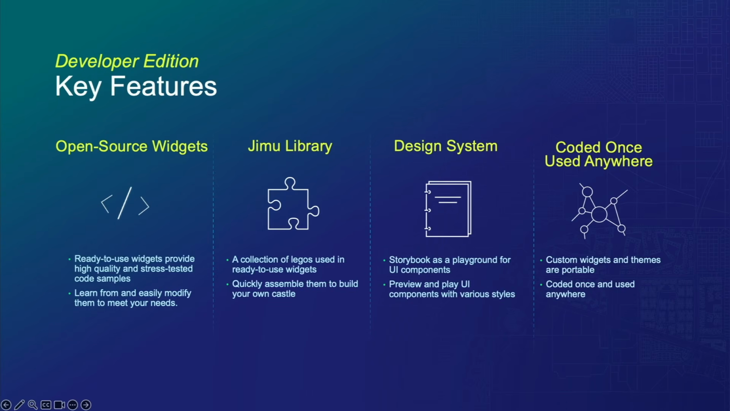When designing your app, you can also preview and play with UI components in various styles in Storybook. Storybook is the UI development environment and playground of the UI components. In ArcGIS Experience Builder, we use Storybook as a standalone and isolated environment to document and preview the UI components in the GMO library and the theme variables that are available for customization. And with the Developer Edition, the custom widgets and themes are portable. That means you can code once and use anywhere.